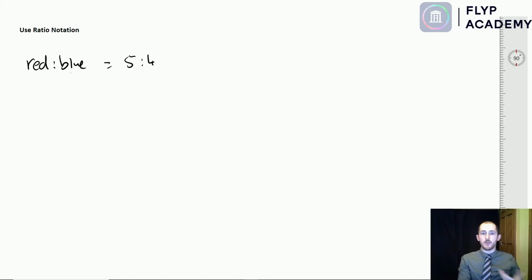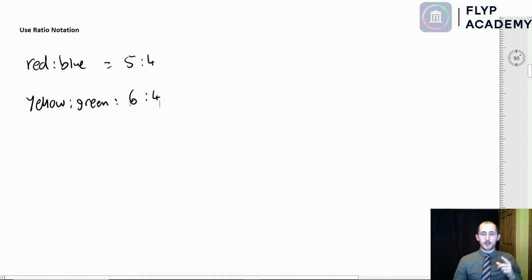However, you should also know that you can simplify ratios. So yellow to green, let's say it's 6 to 4. So I can always ask myself, is there anything I can divide both of these numbers by? Do they have a common factor? And if I look, I can divide both sides by 2. Right? So I should know that that is completely equivalent to 3 to 2. These ratios are completely the same. Okay? So that's all it means in terms of ratio notation. So understanding, being able to recognize it, and then being able to simplify it, and that's all that spec point means. Okay? So it shouldn't be too bad.